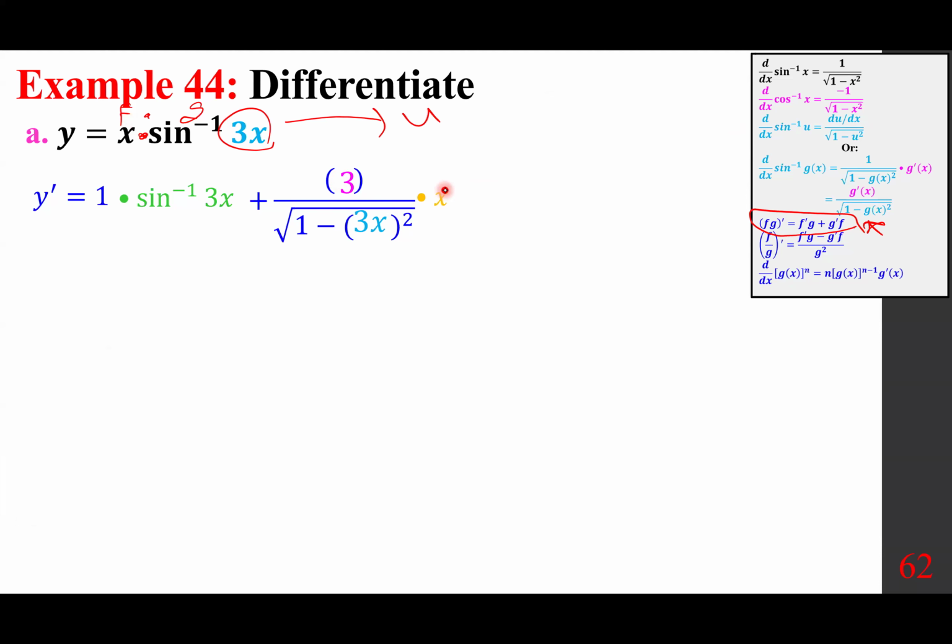So a quick recap, f prime g plus g prime, the derivative of sine inverse of 3x. 1 becomes 3 because the derivative of 3x is 3, and then square root of 1 minus x squared becomes 3x quantity squared. And so this is sine inverse of 3x. This is 3x, and this is square root of 1 minus 9x squared.